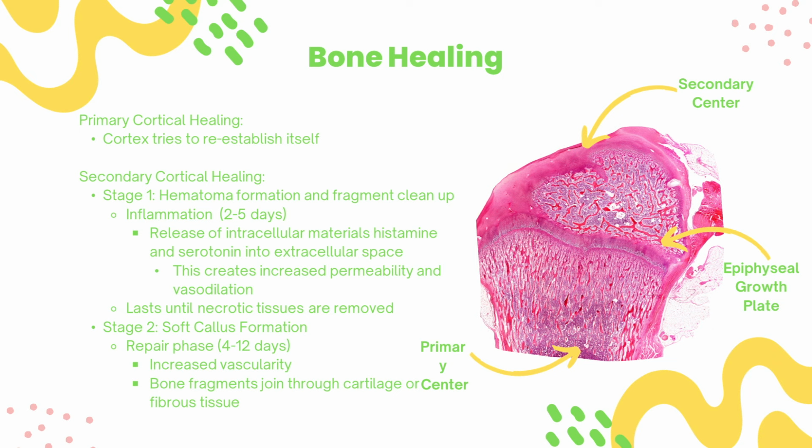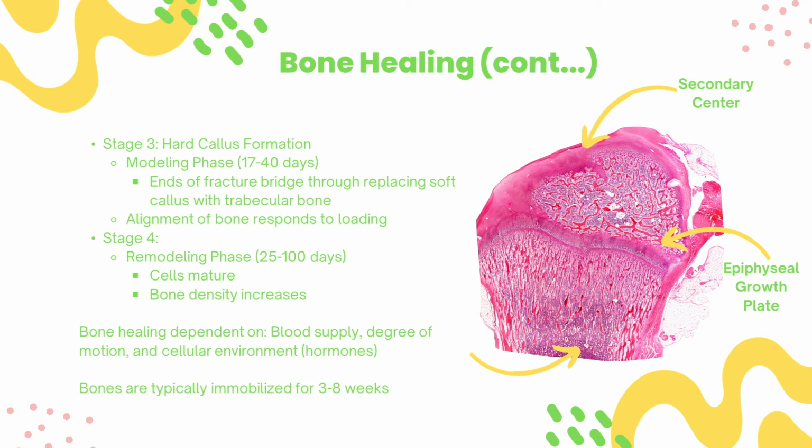So after 4 to 12 days, we go into the third phase, which is the hard callus forming. So that soft callus is now starting to transform into a hard callus, and this is the modeling phase. This takes about 17 to 40 days, again, depending on a lot of different things. The ends of the fractures now start to bridge together. The ends start to bridge, and the soft callus is replaced by trabecular bone. So now it's no longer cartilage or fibrous tissue. It's now bone that starts to form and adheres and create this bridge between the 2 fracture sites.